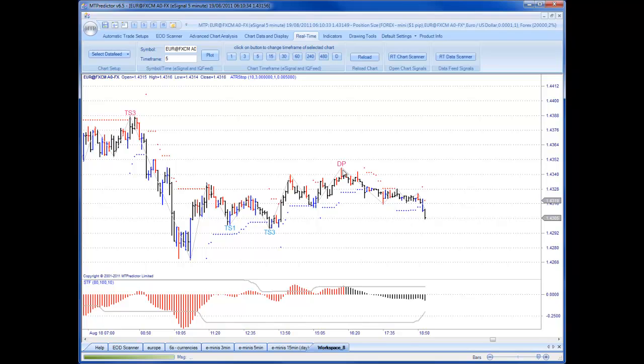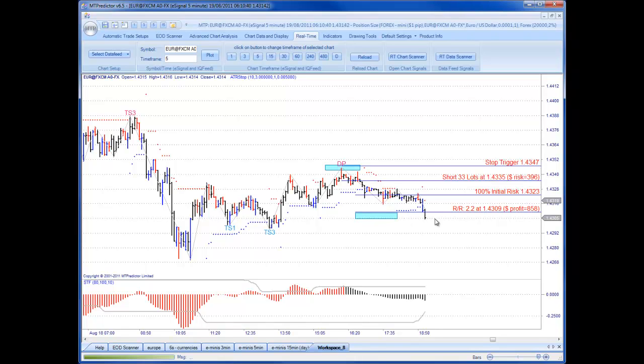You then came in here to a DP sell. Again, the STF was red, so it was okay to take. Let's put the analysis on. And here at the first target, we came out with a plus 2.2R. So far, going very well. Two trades, two profits. Very nice indeed.